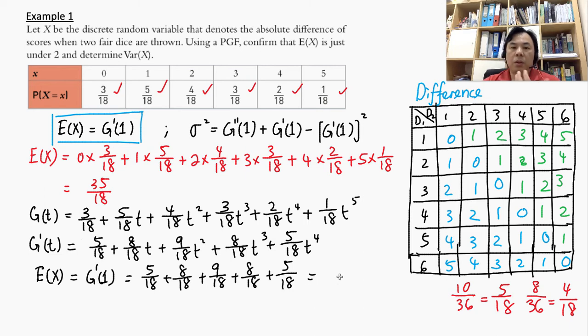Right. Now let me try to tabulate this. 16, 26, 26, 35. So that is 35 over 18 there. So you can see that both of these answers do tally.